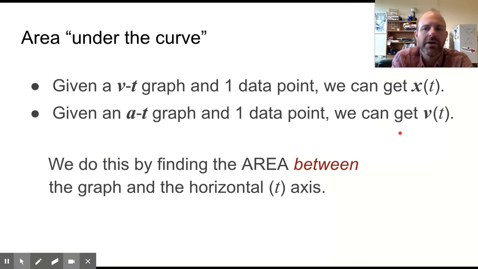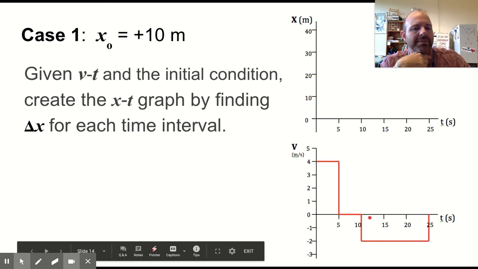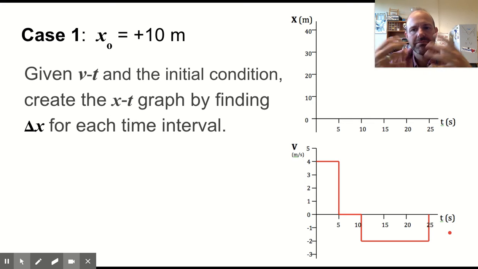When we talk about area under the curve, we're saying that given any velocity time graph and one extra condition, we can find the graph of position. Same thing with acceleration: given that graph and one extra condition, we can find the velocity time graph. We're finding the area under the curve, as we call it, but it's really the area between the line of the graph and the horizontal, or time, axis. For example, we have a case where we have a positive velocity, then a segment of zero velocity, then a segment of negative velocity. We can find how much displacement, or distance traveled in a particular direction, for each of those three intervals, and put that together.